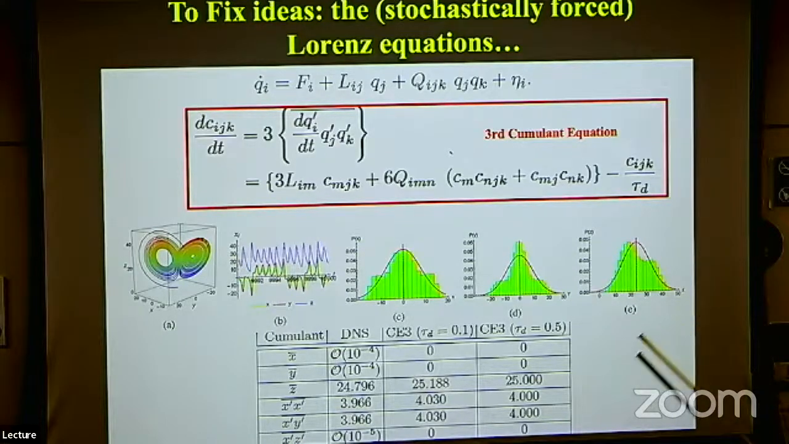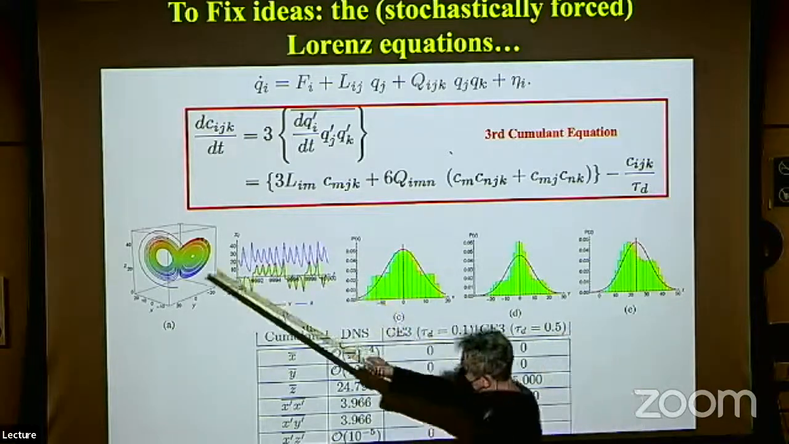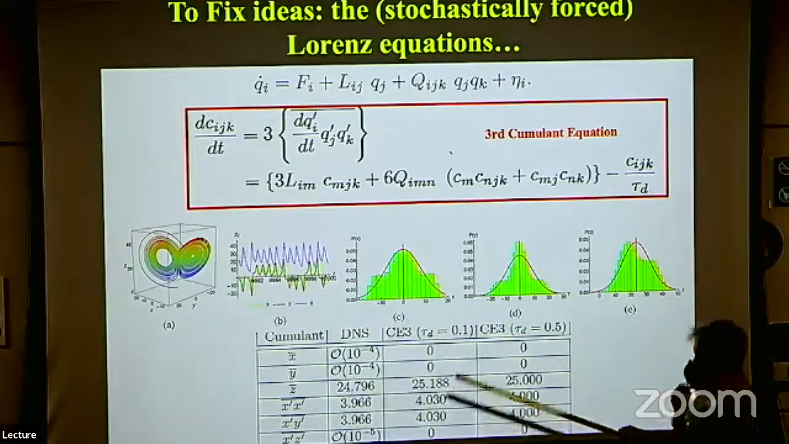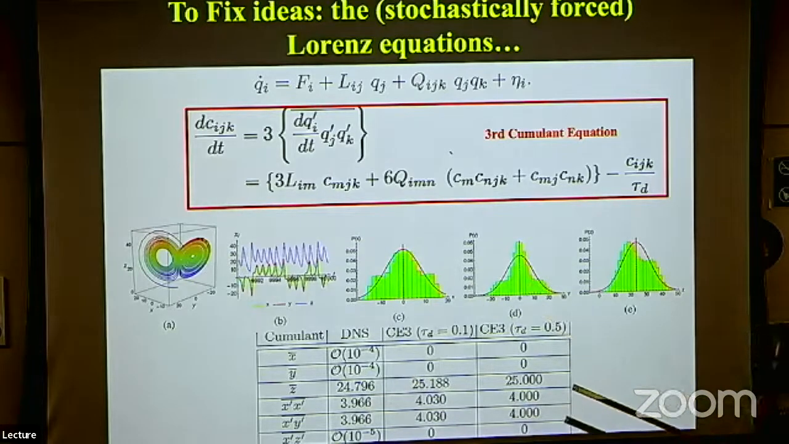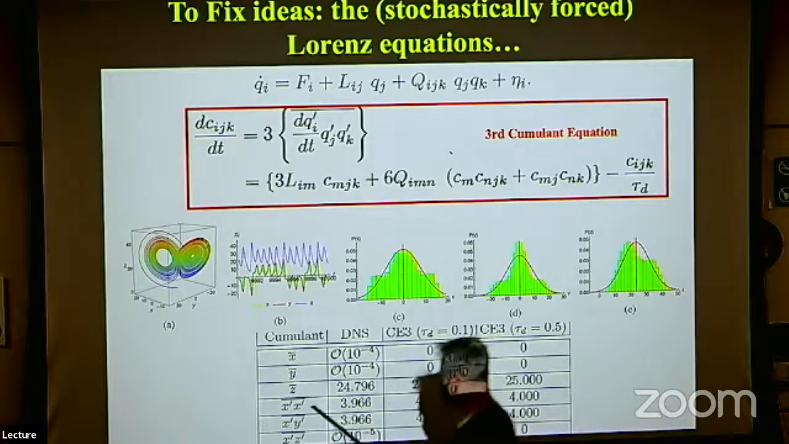So what can we do? We can solve for the PDF. I mean, we can solve it just numerically, work out a PDF, and we can then solve the cumulant equations and see how well they reproduce the mean and the covariances of the system.